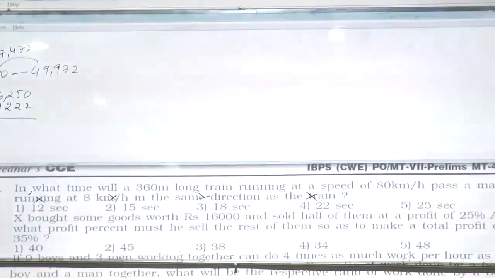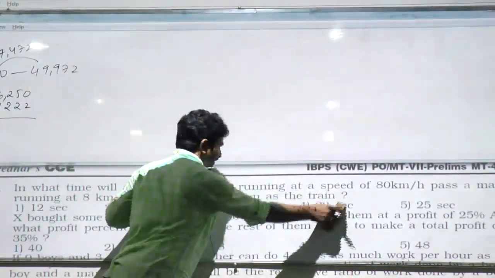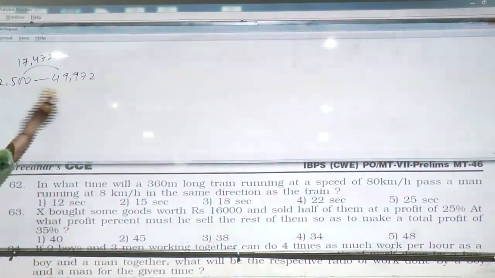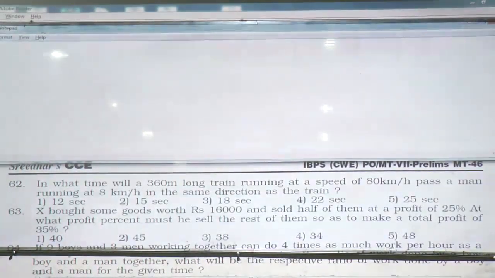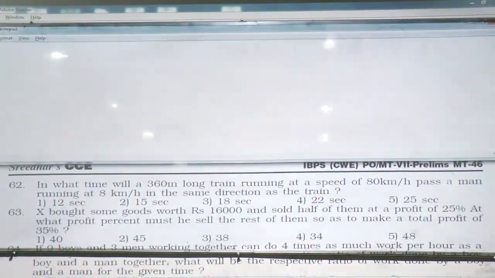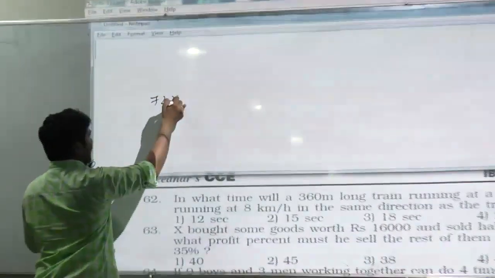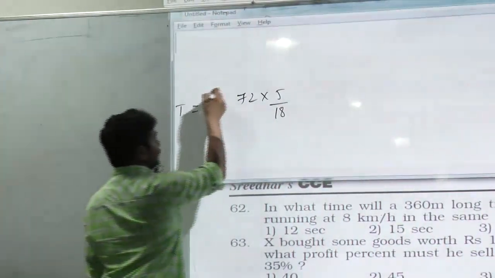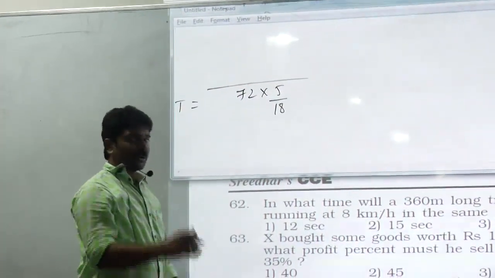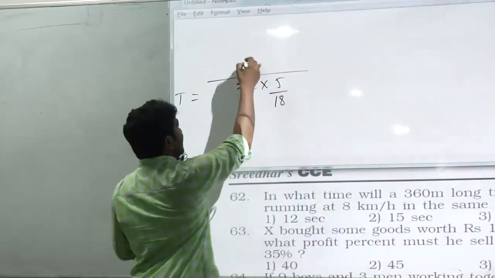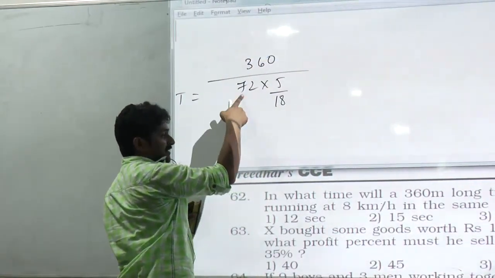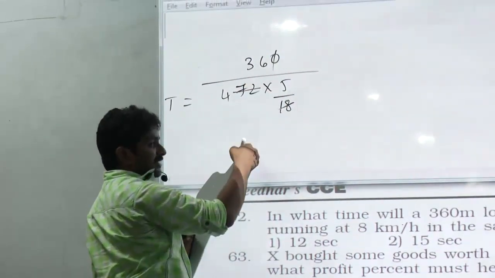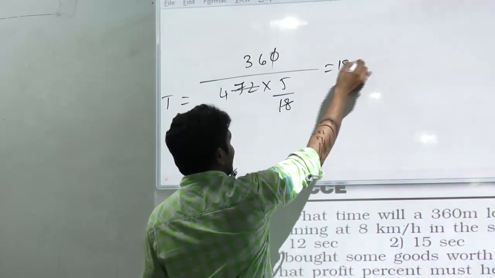In what time will a 360 meters long train running at a speed of 80 km per hour pass a man running at 8 km per hour in the same direction? When they are moving in the same direction, you must go for relative speed, which is s1 minus s2. That is 72 km per hour, converts to meter per second, 5/18. You are asked about time. Time is equal to distance by speed. When a train tries to cross a person, distance will be equal to train length, which is 360. 18 how many times? 4 times. 4 5s 20, 0 0 cancel, 36/2, 18 seconds.